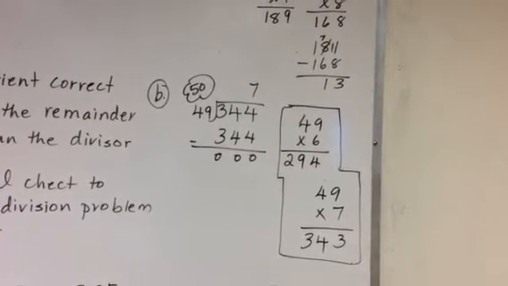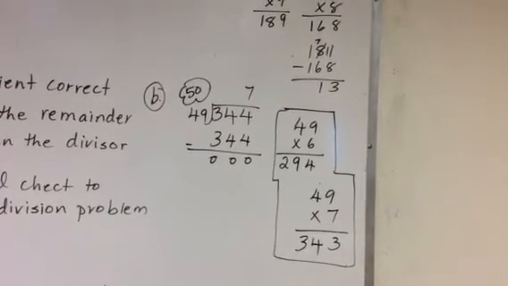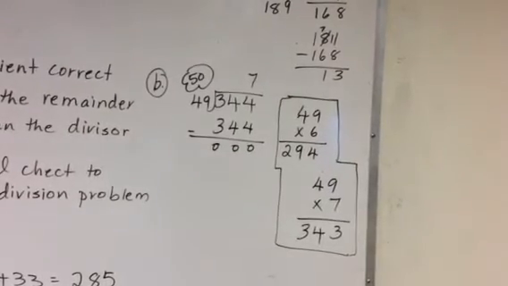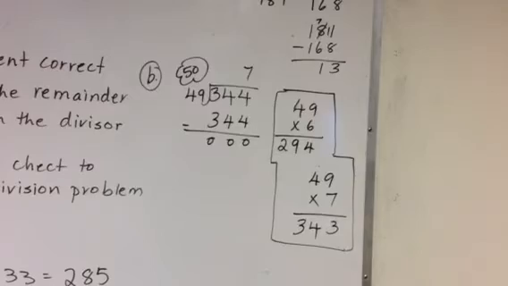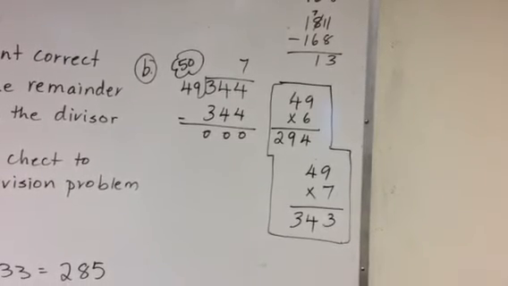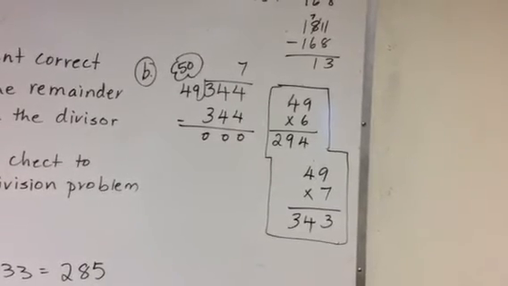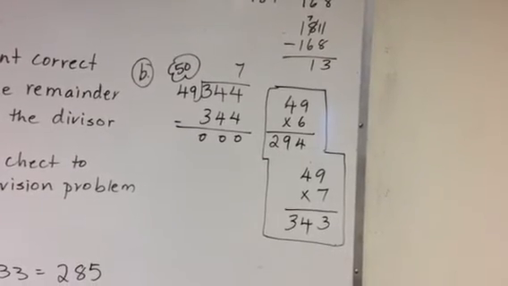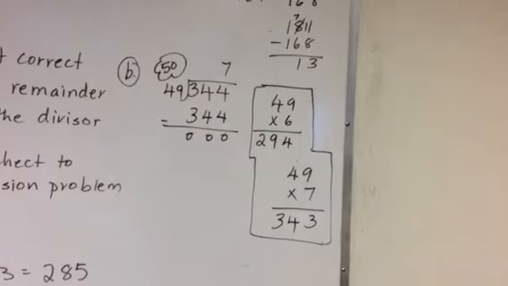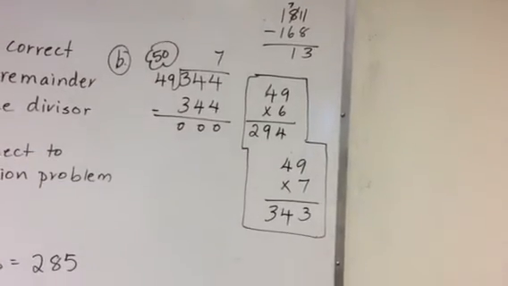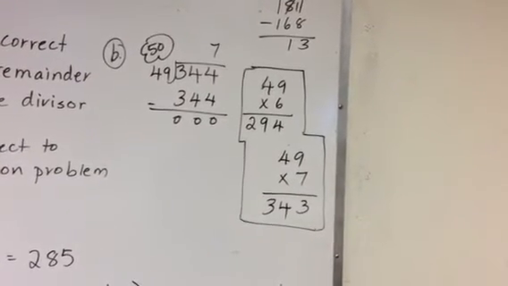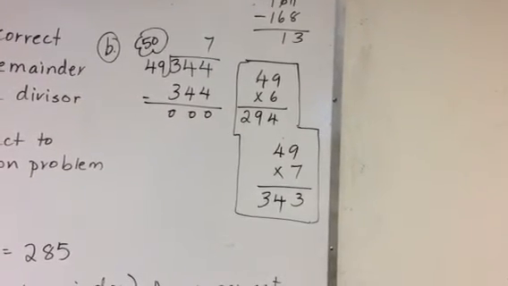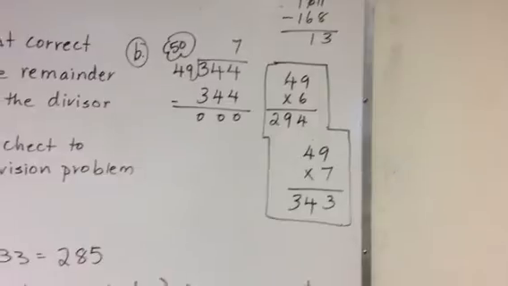6, right? 5 times 6 is 30. So I did 49 times 6. I got 294. 294 is smaller than 344. So let me try 49 times 7. I got 343. 9 times 7 is 63. And you have 3, and 7 times 4 is 28. 28 plus 6, I got 343. And so I put 343. Why did I put 344?